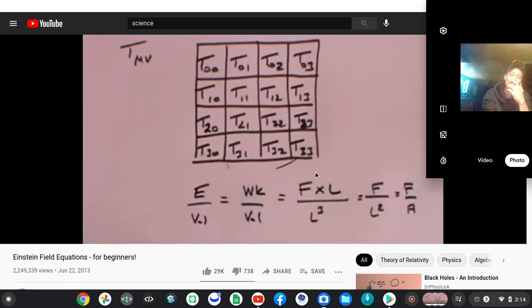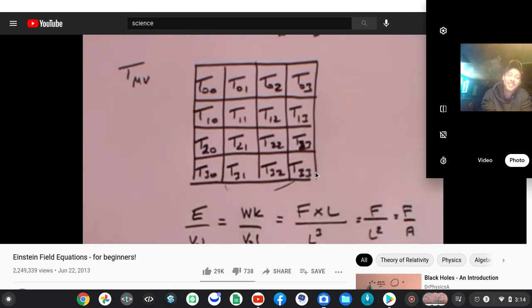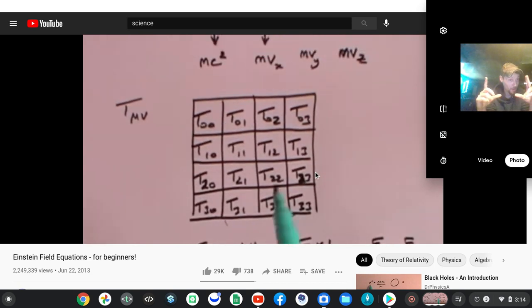So that's given us, we can't derive it, but I'm trying to illustrate how we get here. That's given us a stress energy momentum tensor.